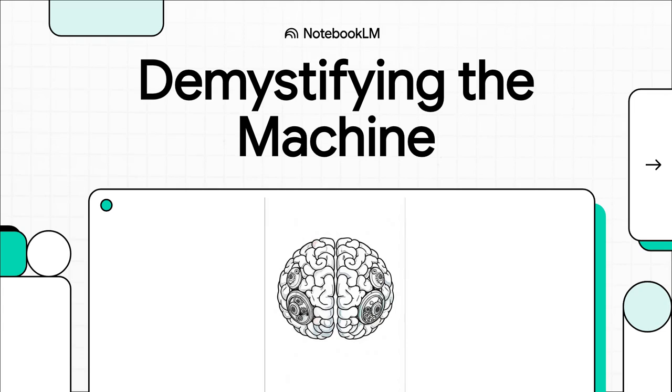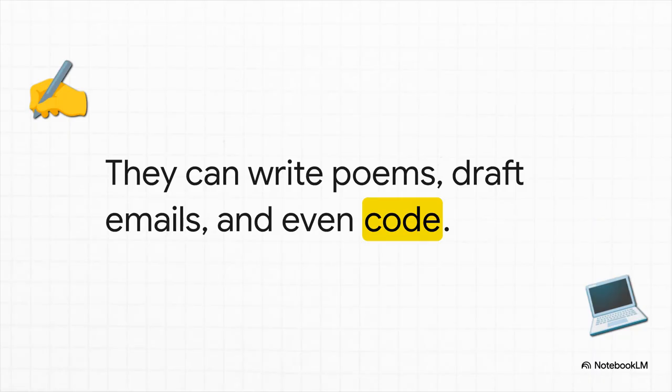Welcome to The Explainer. Today, we are going to tackle one of the biggest, most talked about pieces of tech out there, the large language model. You've definitely used them or at least seen them in action. Tools like ChatGPT, right? They can write poetry, whip up an email for you, they can even write code. They just seem to get what you're saying and can write back almost like a person.